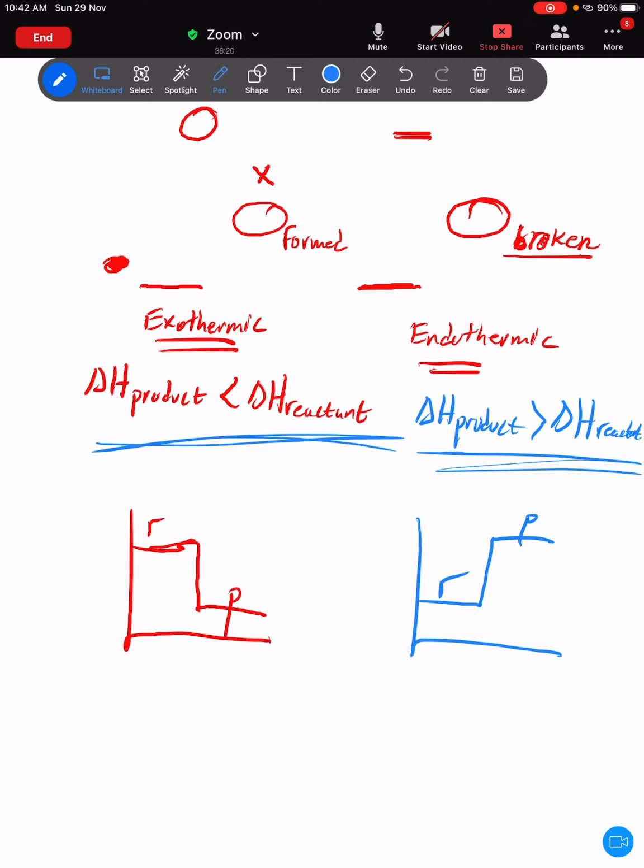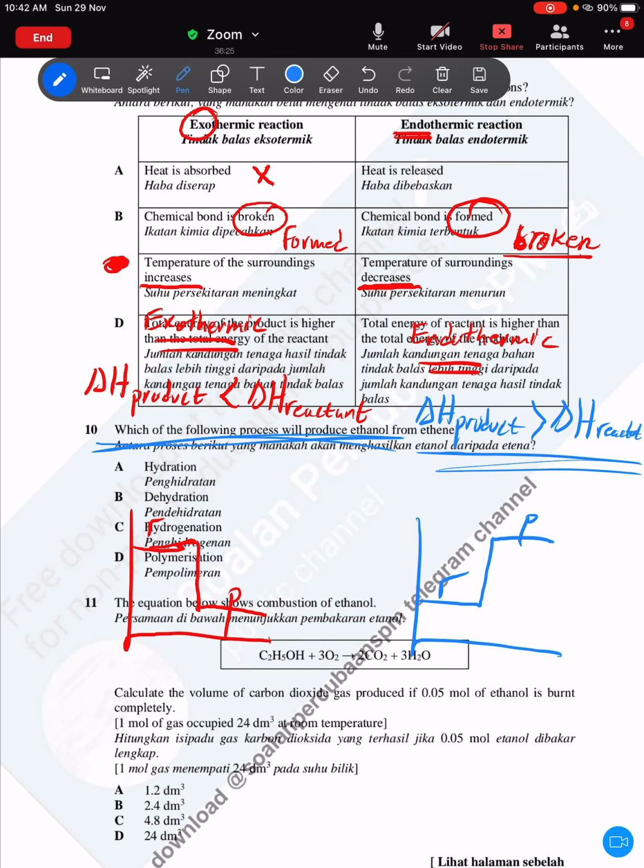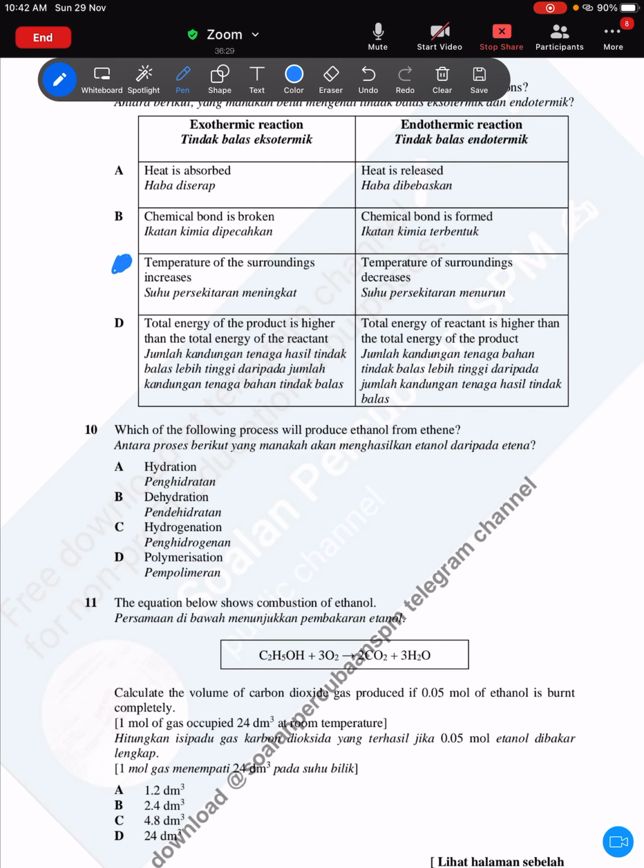So what I'm trying to say over here, I erase this a bit. Look at the explanations over here. The total energy of the product is higher. Wrong. The reactant is higher. Wrong. Okay, done.